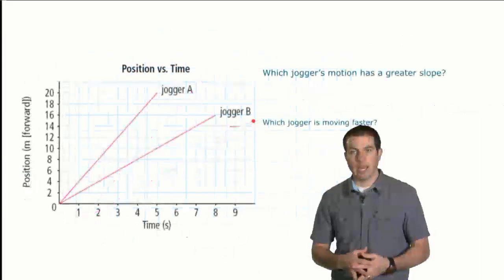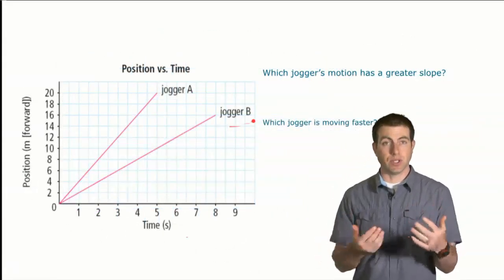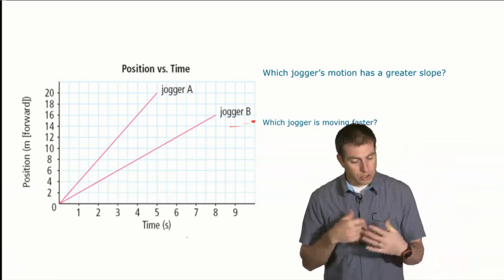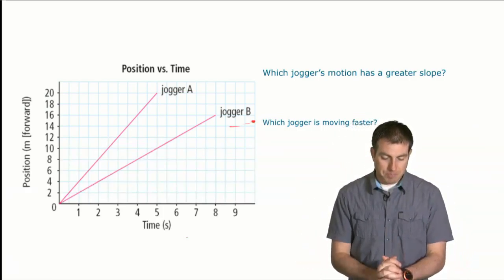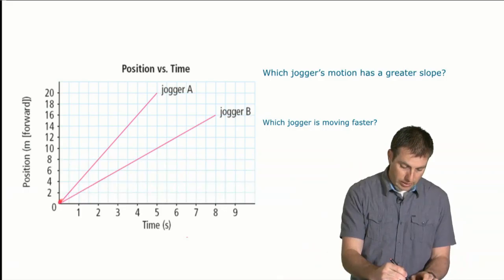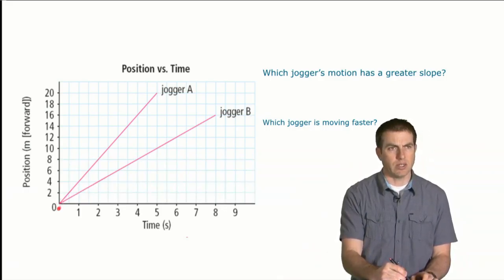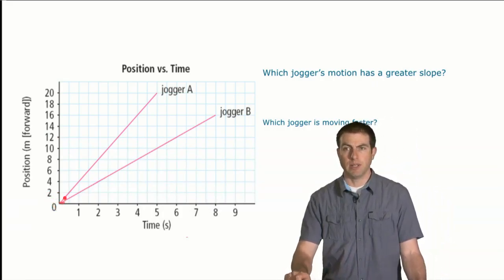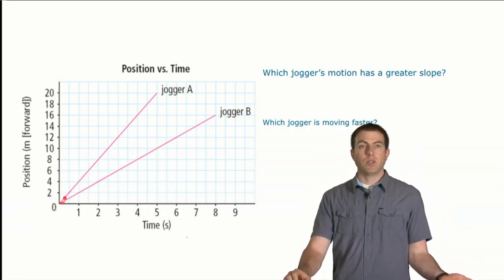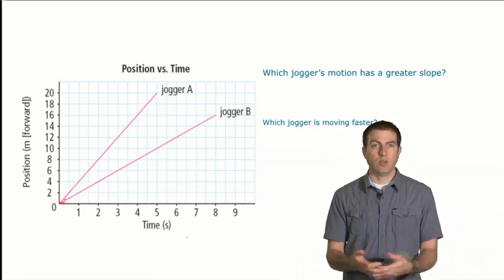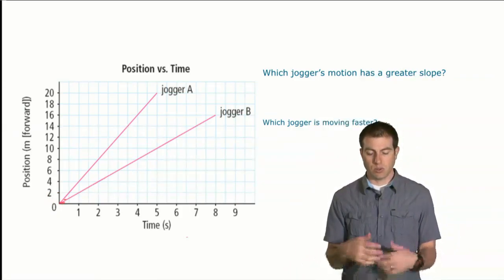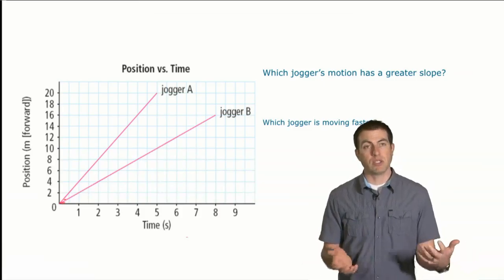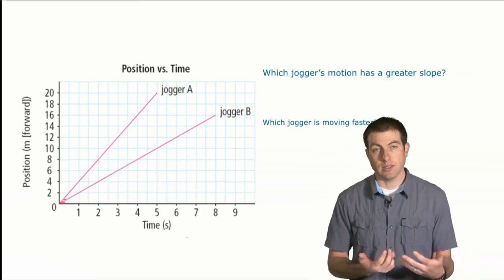And we can look at the relative slopes of these two lines. So jogger A, jogger B. They're both starting at 0 seconds and 0 meters, which doesn't seem strange, I should say, but we'll look at some examples of when that doesn't happen. What is the difference between these two joggers? Who is faster? Who's slower? What other information can we get from the slopes of these lines?